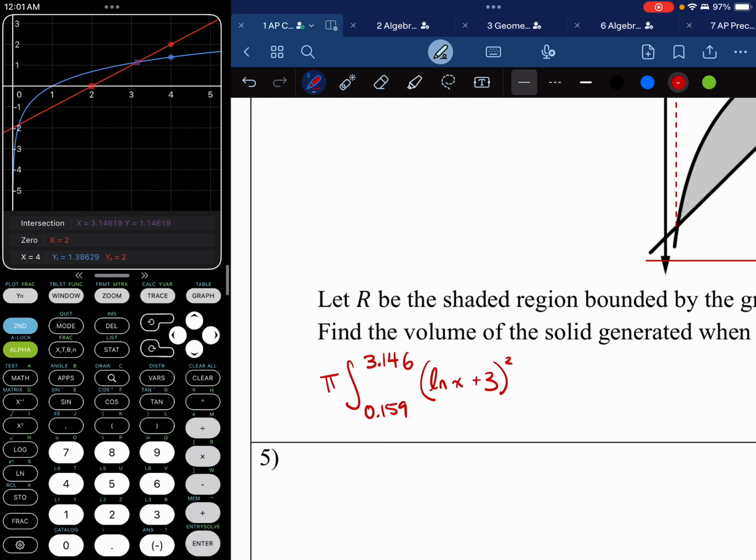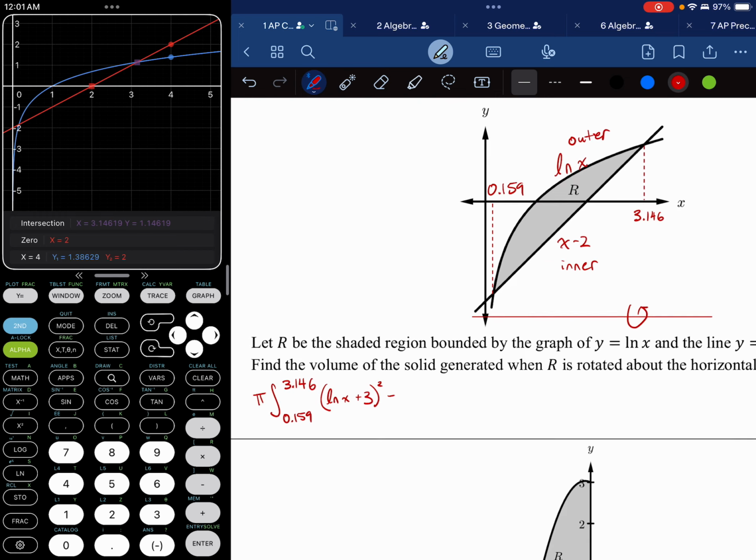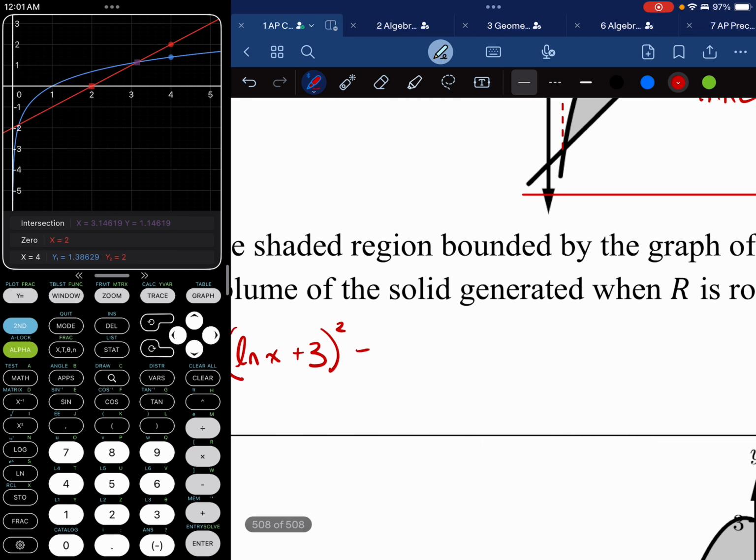I'm going to take that entire quantity squared minus, okay, here comes the next one. It's going to be x minus 2. So it's going to be x minus 2, and then don't forget to subtract 3. Wait.